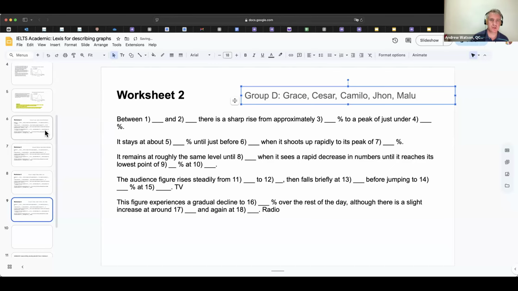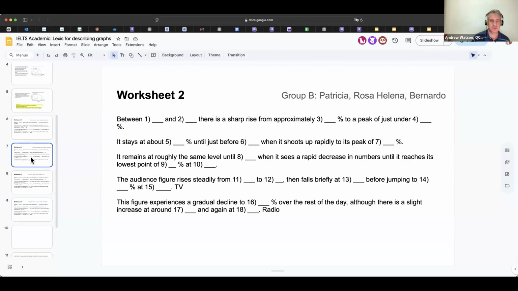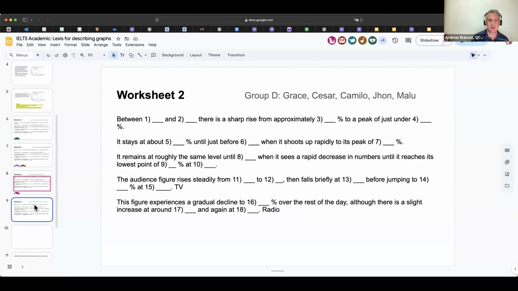Please find your slide. Slide 6 is Jose, Laura, Arnold, Maria Antonia. Patricia is Rosa Elena and Bernardo. Abigail, Paula and Isabel and Lena. 8. Group D is Cesar, Grace, Camilo, John and Malu.